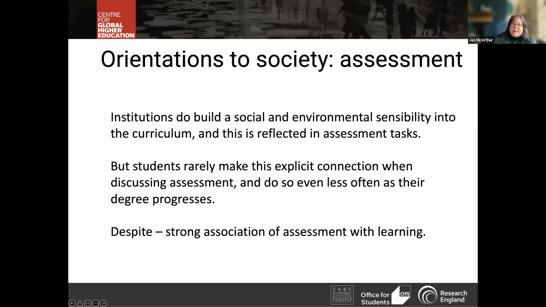And this is despite what I mentioned earlier, that they have this strong, really positive, great association of assessment with learning. So these are not students who are talking about assessment purely in instrumental ways. They're really not doing that, but they're still not making these connections to society.